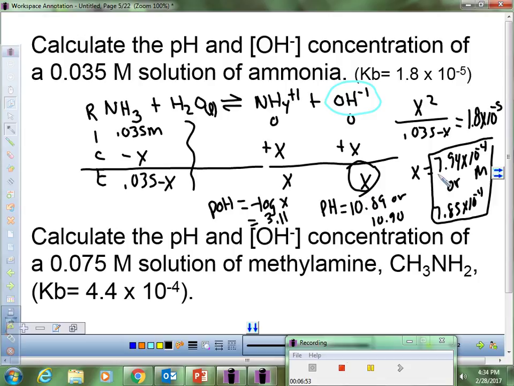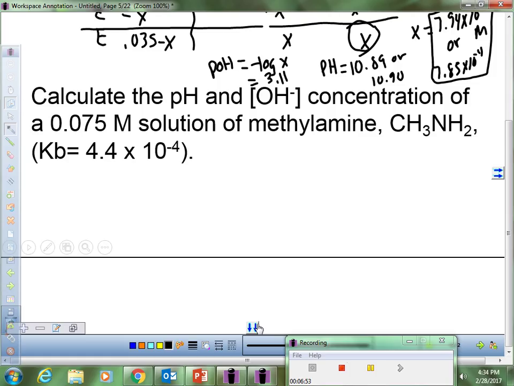So not hard. The hardest part of that is actually writing the equation. Same thing with the amine. Same process going on. It's an amine. You have to recognize an amine is not an acid, so the hydrogen's not going to come off. You have to put it plus water.